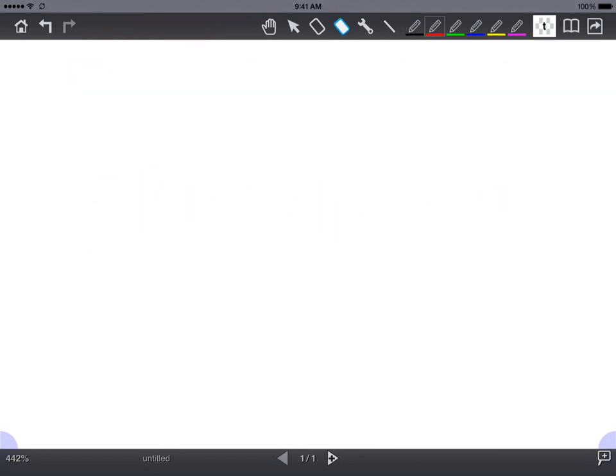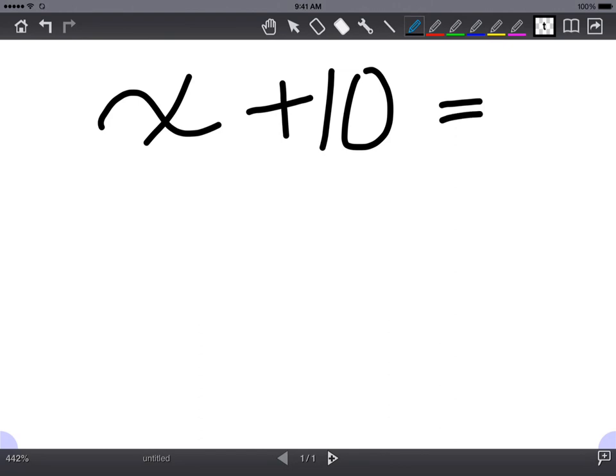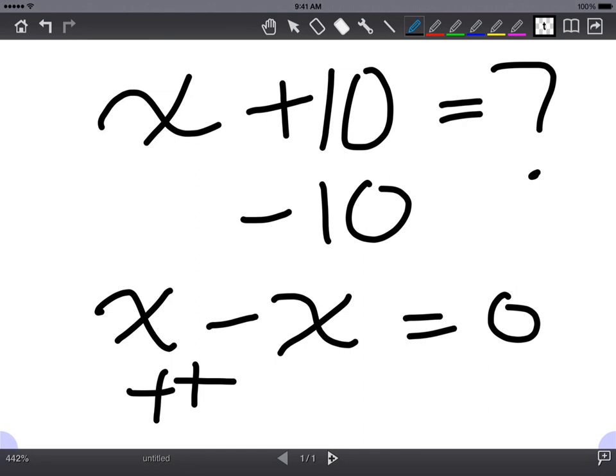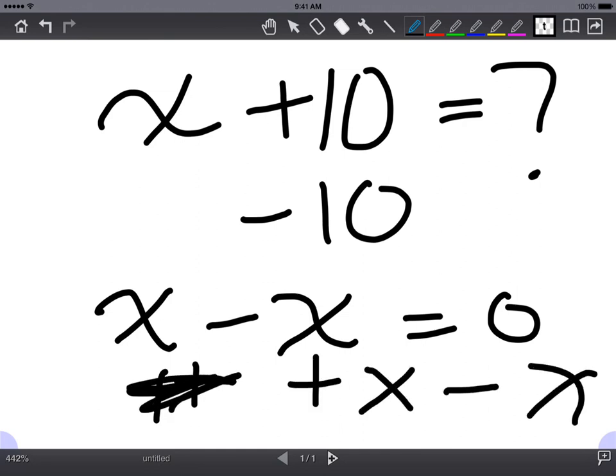Okay. So let's say you have x plus 10 equals something. Okay. How do you get rid of the 10? Well, you have to subtract it. So addition and subtraction can sort of undo each other. Like say you have x minus x. That equals 0. Or positive x minus x. Those undo each other.